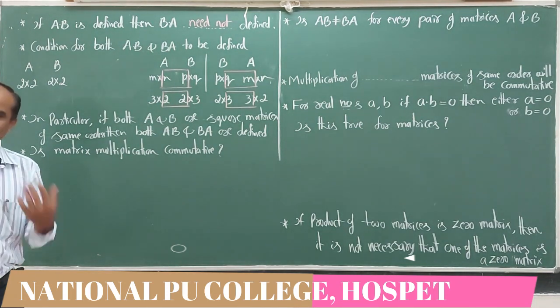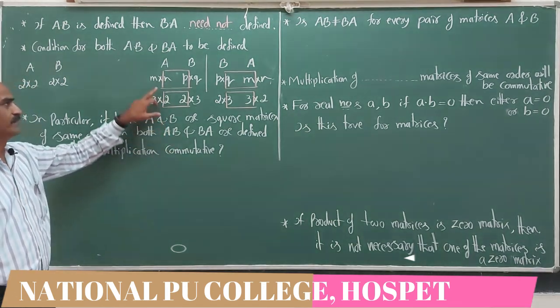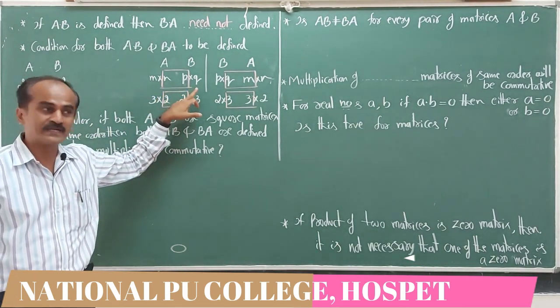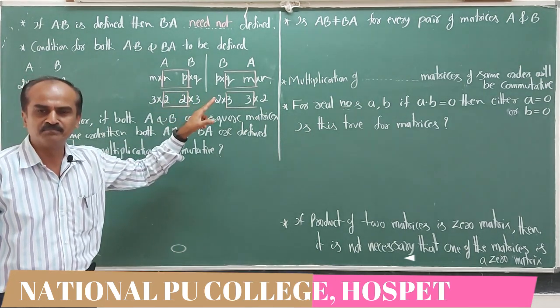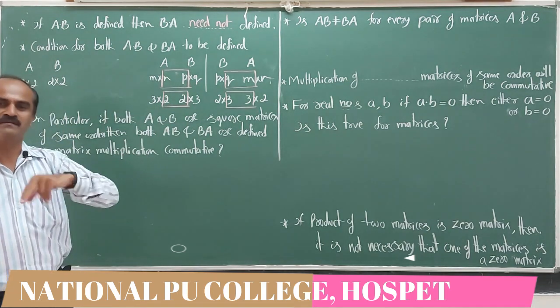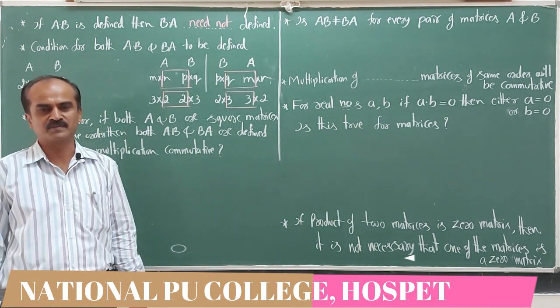Otherwise, if they are not square matrices, still AB and BA are defined means what? If A is a matrix of order m by n, then B must be a matrix of order n by m. If A is m by n, then B is n by m. Then both AB and BA are defined. That is another point that you have to remember.